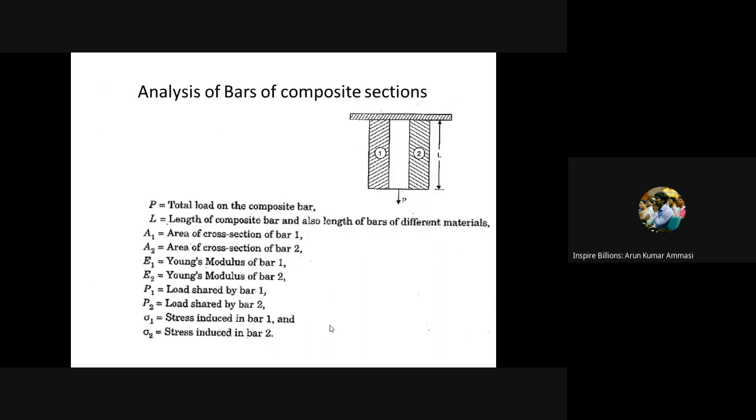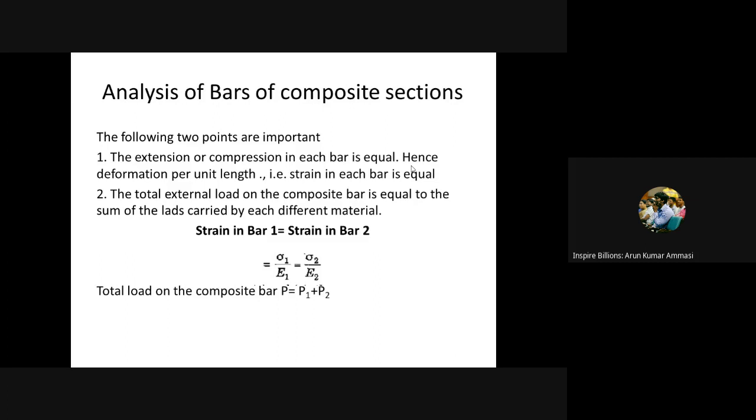So let us take this composite section. Section 1 is of a different material and section 2 is a different material, but both have the same length, and the load is applied on the composite assembly. Let us take up a hollow cylinder, or tube, filled inside with two different materials. This is the cross section and the load is applied. How do we evaluate or analyze the stresses in this composite bar or composite section?